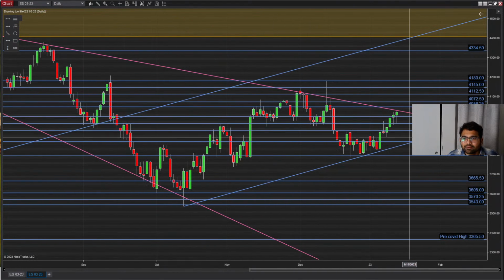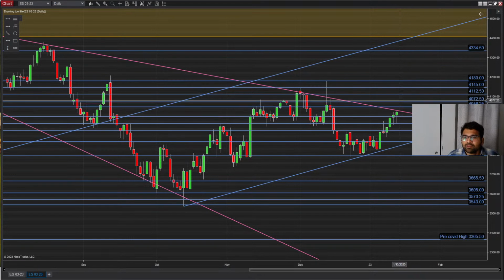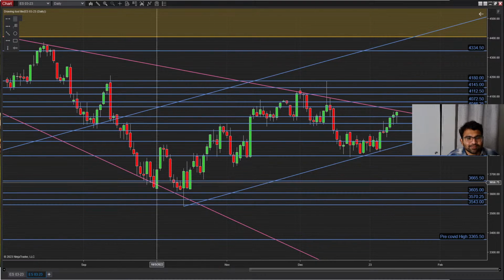Let's see how it goes. Either we can come back down here, retest the balance low, and then possibly go up, or we can even break out from here. But the trend apparently is bullish but balancing on daily.